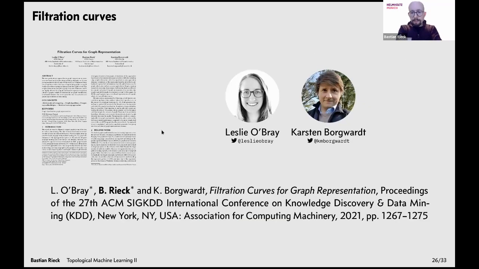So as we slowly approach the end of this lecture, I also want to show and highlight a very different approach that doesn't make use of methods from computational topology as such, but that makes use of paradigms and ideas from computational topology and still uses them gainfully in graph representation learning. So this is joint work with Leslie and Karsten, and it's entitled Filtration Curves for Graph Representation. It appeared in the KDD proceedings in 2021.